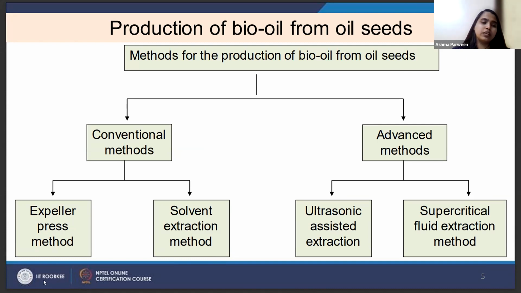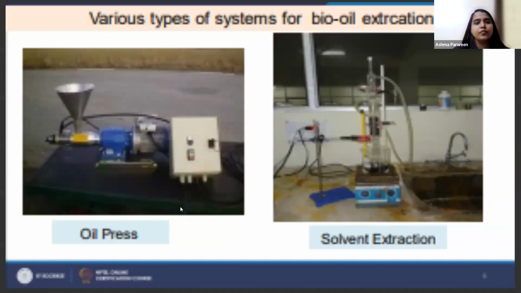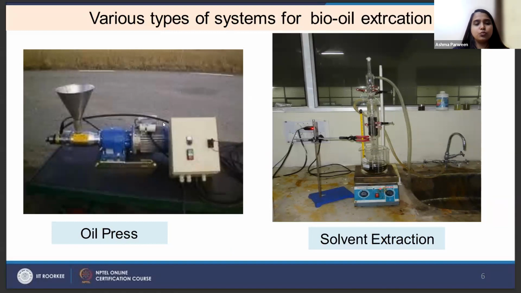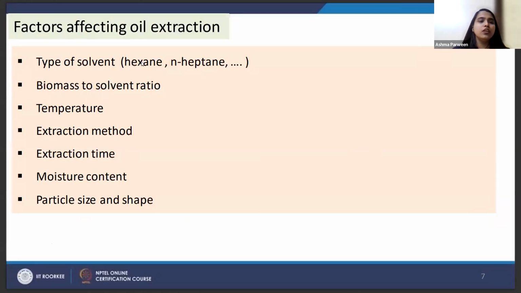In expeller press method, seeds are pressed or crushed into smaller particles, and in solvent extraction method, seeds are dissolved after crushing in some solvent to extract the oil from it. So this is one instrument showing an oil press, and this is for solvent extraction. Next, a factor affecting the oil extraction is what type of solvent we are using. If the oil is non-polar, then we should use non-polar solvent for maximum miscibility between them. And if we have polar bio oil, then polar solvent is used.